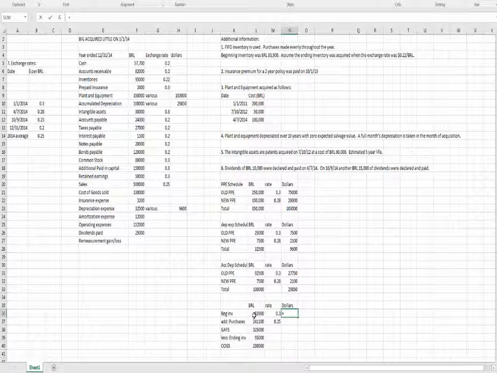And so let's go ahead and get the dollar values. 83,900 reals at 30 cents per real is $25,170. Similarly, 241,100 reals at 25 cents a piece is $60,275. So our dollar value goods available for sale is 85,445. Ending inventory, it says ending inventory was acquired when the exchange rate was 22 cents per real. We've already got that up here in our balance sheet as ending inventory. So 22 cents.